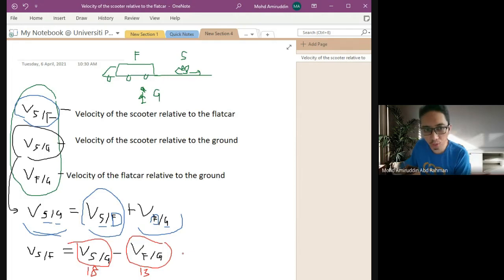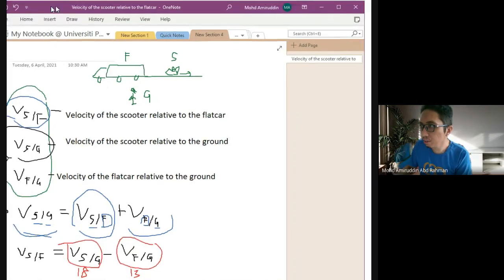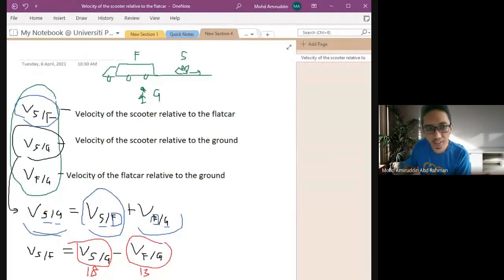And then for B, we change this to minus 3. Why minus 3? Because it is 3 meters per second to the left, so it should be minus 3. VSG is minus 3, so minus 3 minus 13. So we have minus 16. So it is 16 meters per second to the left. That's the answer for B.